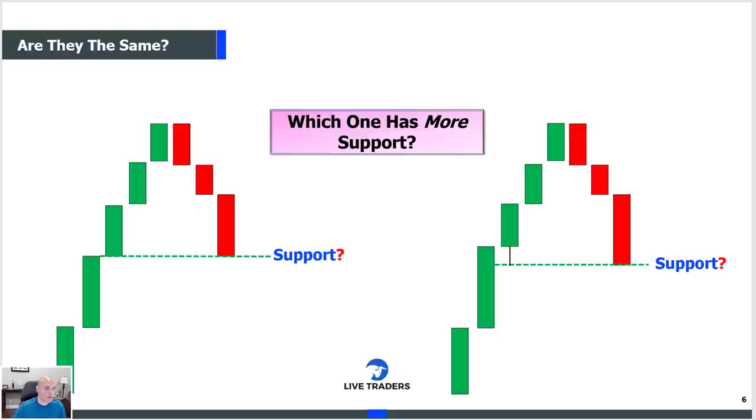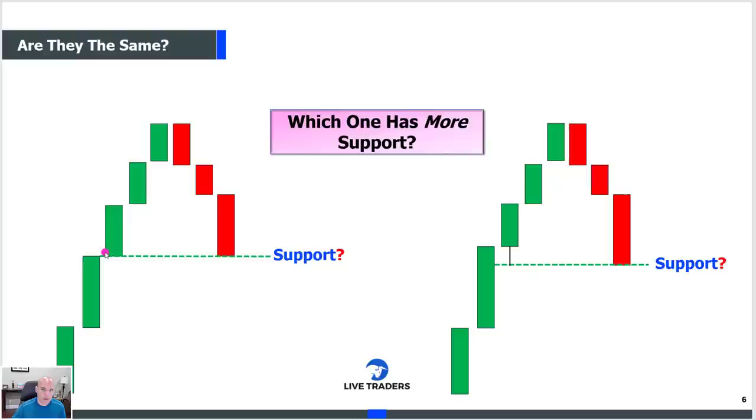Now we see it in a slightly different capacity. So now we have 1, 2, 3, 4, 5 bars up, 3 red bars on the pullback, and then we go support with a red question mark. Is that support? Over here, 5 bars up, 3 red bar pullback, very, very similar, but we have a bottoming tail. So over here, why should this be support?